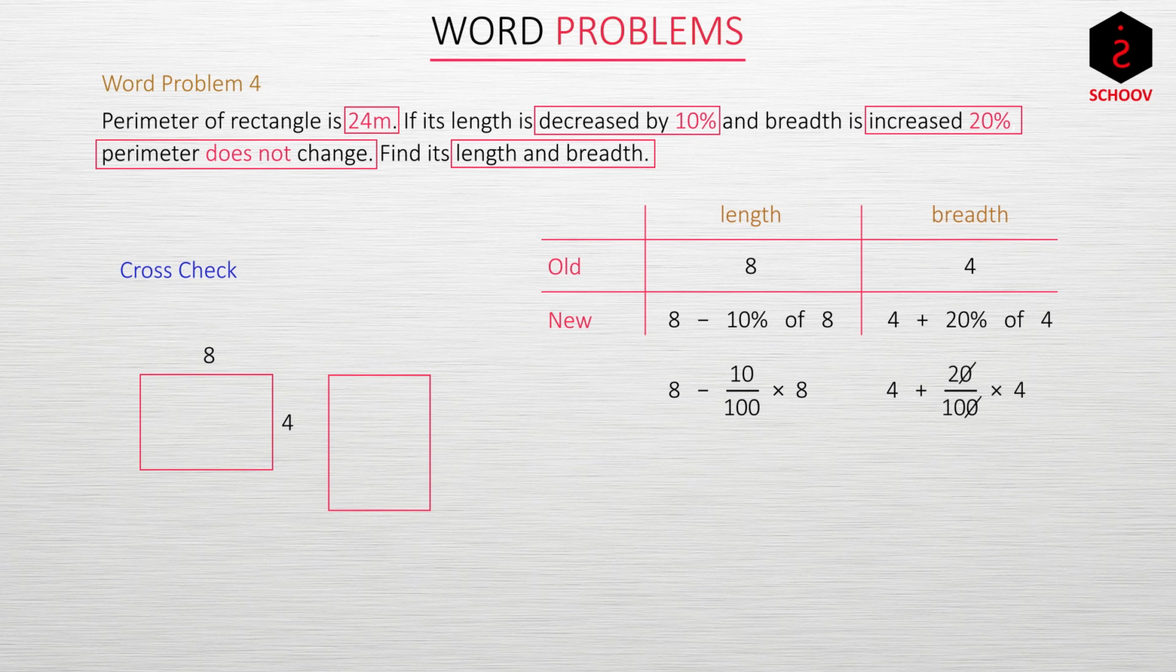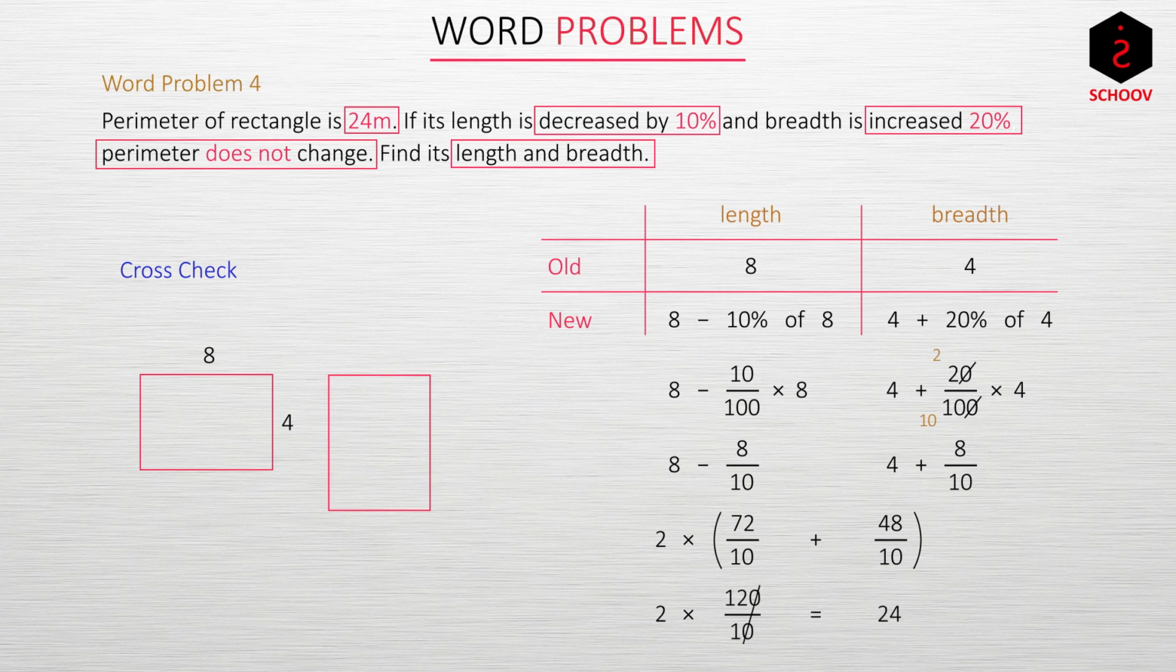And this gets cancelled. 2, 10. So 8 minus 8 by 10. 4 plus 8 by 10. 72 by 10. 48 by 10. Now add them and multiply by 2. So 2 into 120 by 10. Cancel, 24. So perimeter remains the same. So the answer is correct.